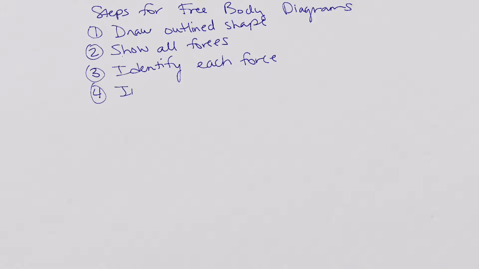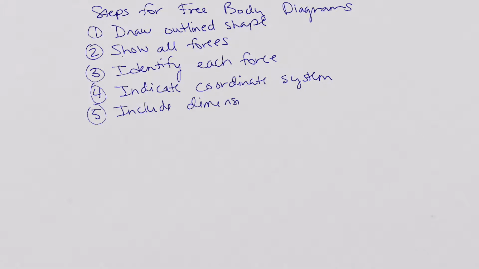Number 4 is to indicate the coordinate system. I don't know if you've noticed, sometimes whenever I come around and look at your problem, I have trouble figuring out where you put the coordinate system just because you didn't write it on there. So go ahead and put that on there. You want to include dimensions. And that's it.